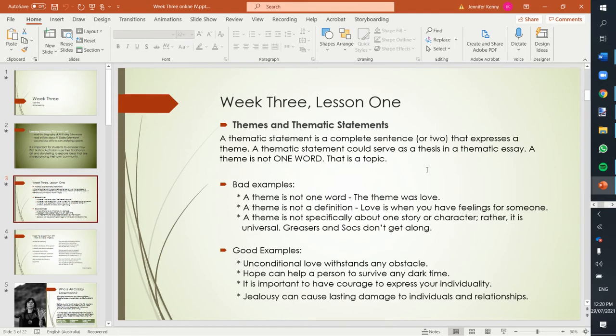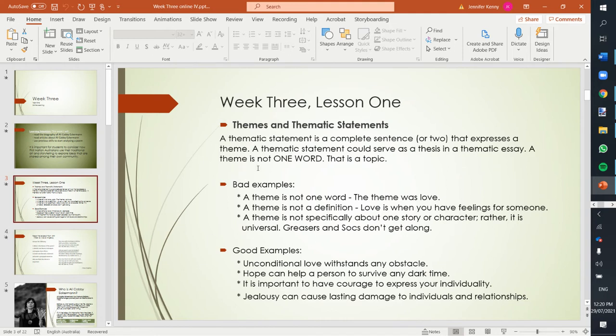Lesson 1. Themes and thematic statements. A thematic statement is a complete sentence or two that expresses a theme. A thematic statement could serve as a thesis in a thematic essay. Now, you had to write a thematic essay before when we were studying Romeo and Juliet, so we've spoken about themes and thesis and thematic statements before. This is just a quick little reminder because it is something we'll be looking at again.